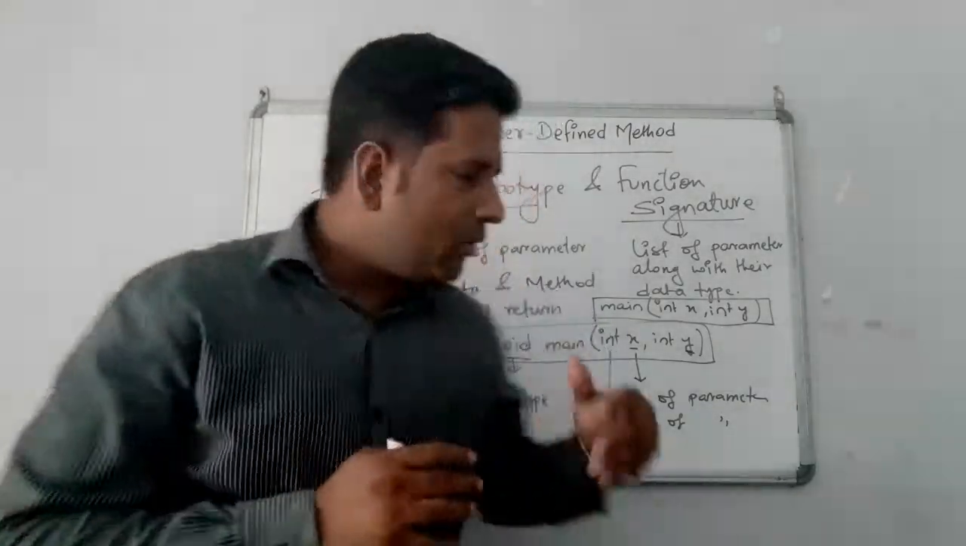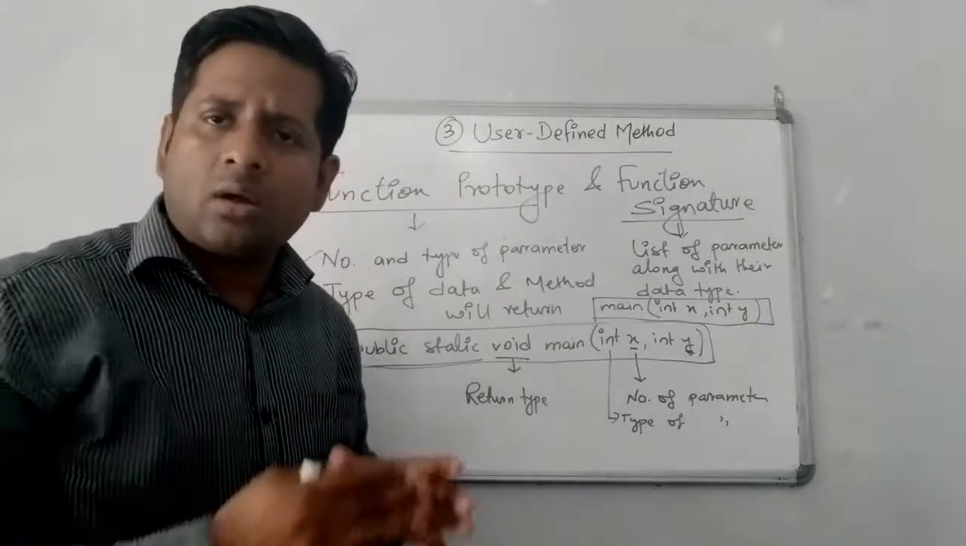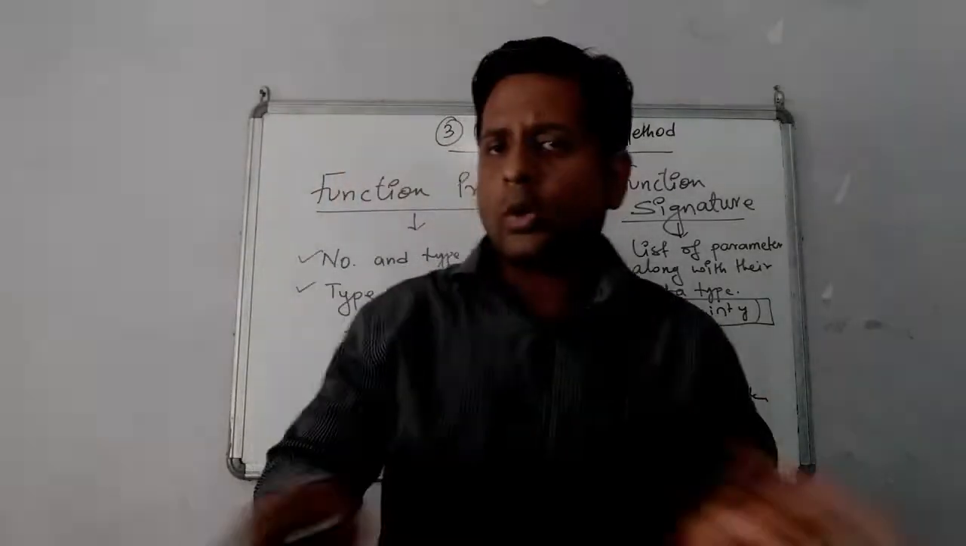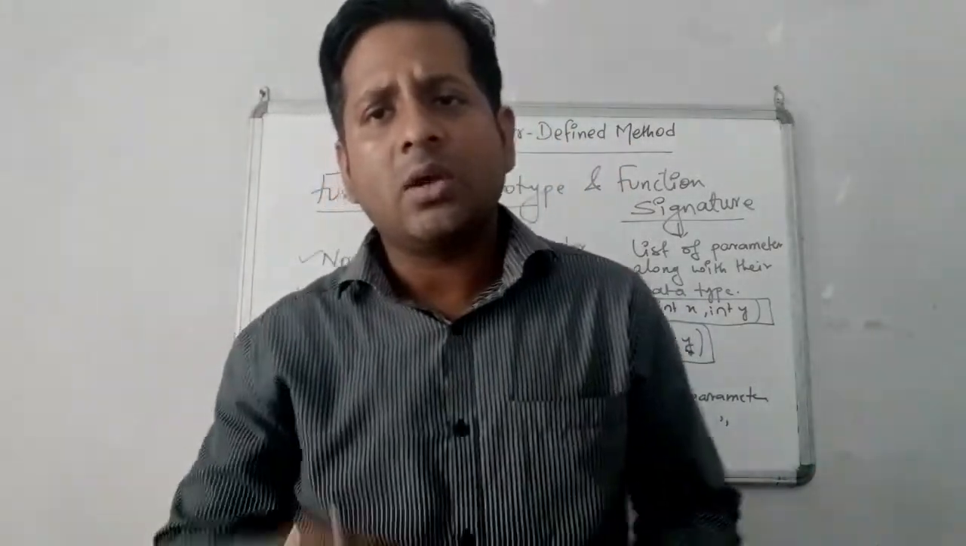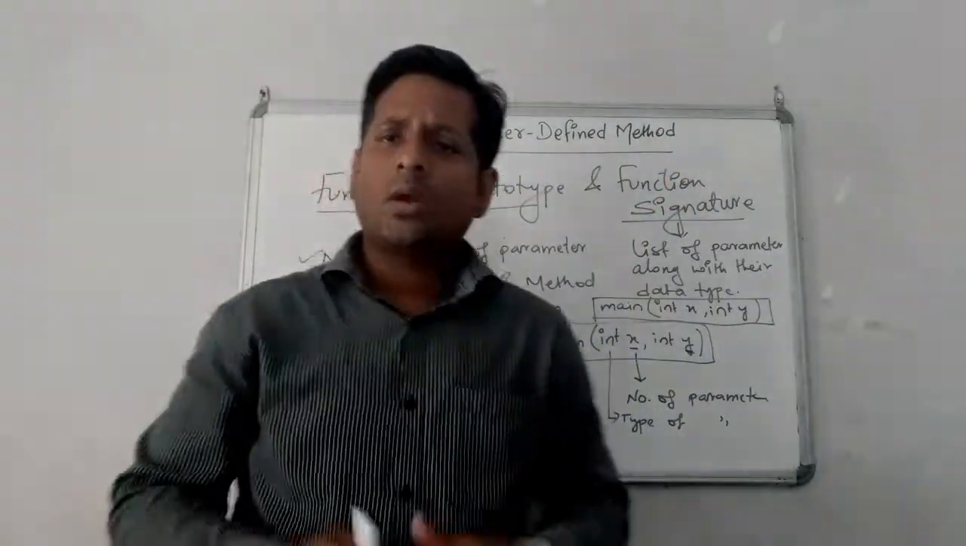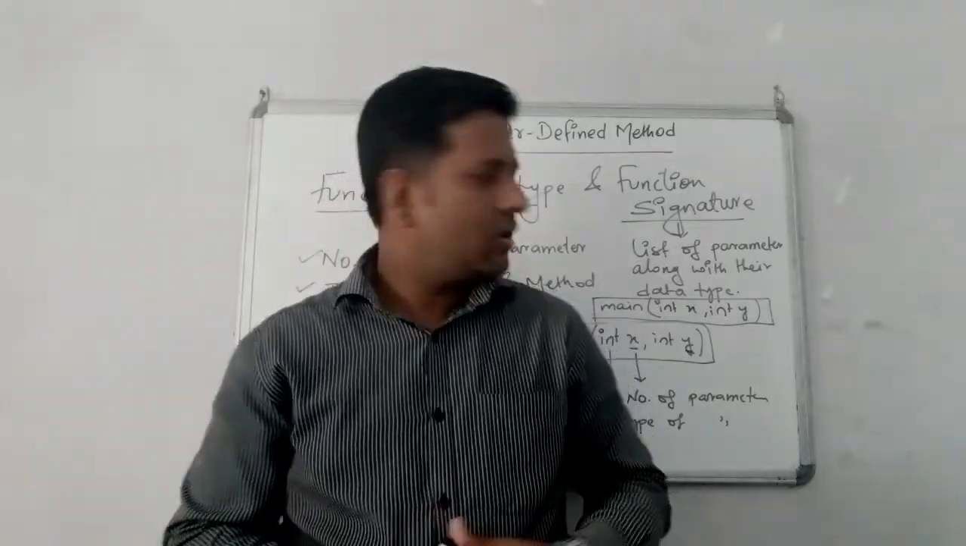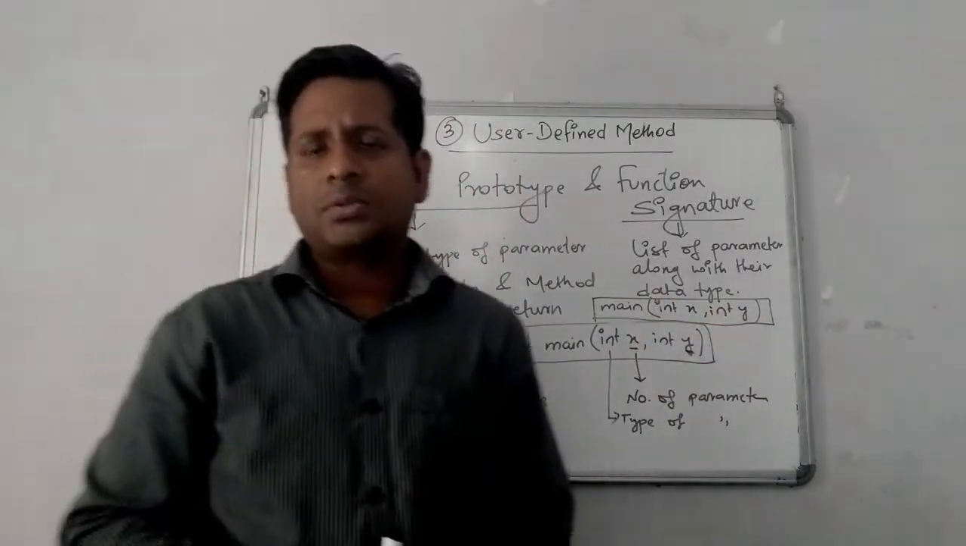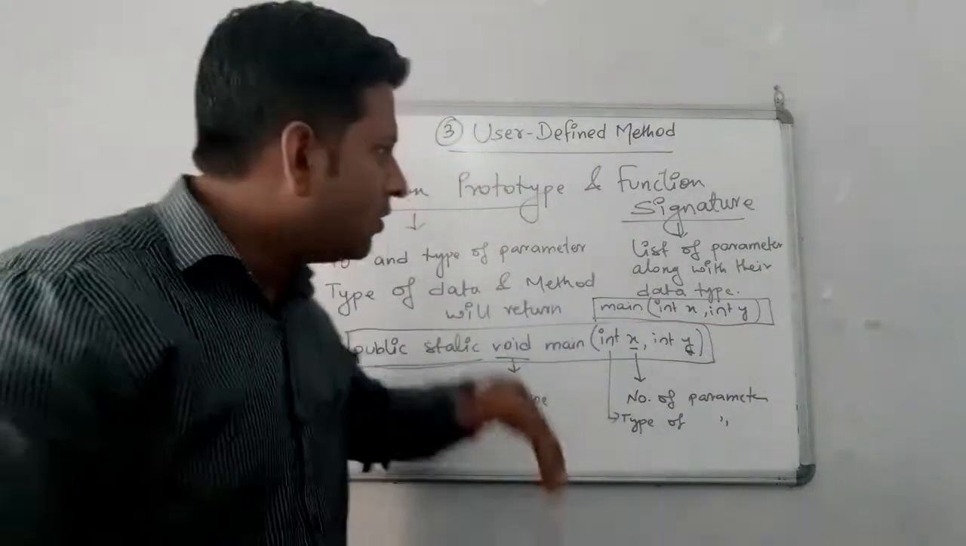So children, from here what is clear is that function prototype is like our full name, the entire part, full information we get, whereas function signature is just the initial part. It basically deals with the type of parameters and data types. So is this clear, children? Now see, we'll move to next.